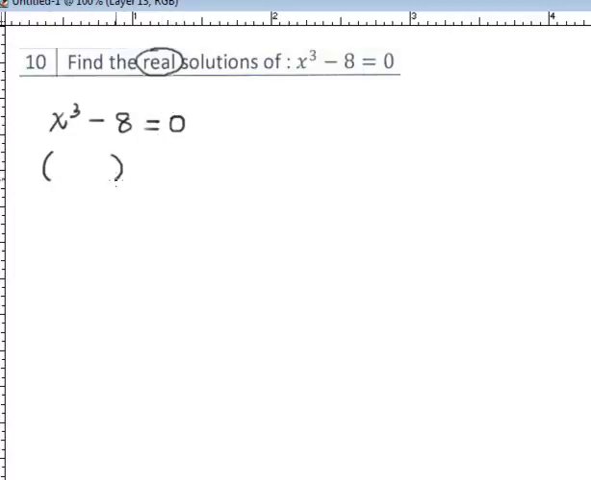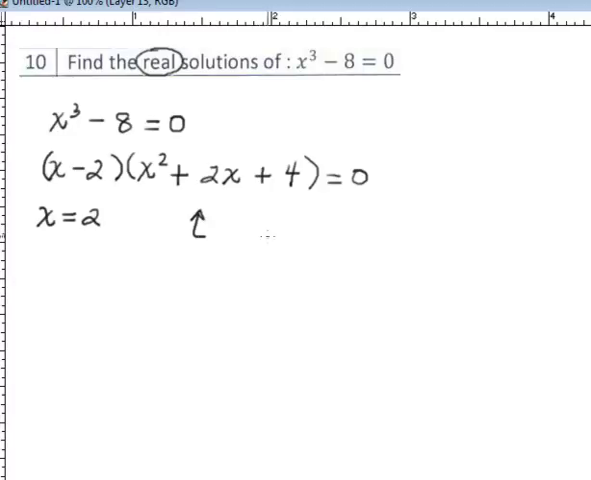All right, so that would be, let's see. This is x cubed minus 2 cubed. So here we have x minus 2. And here we put x squared plus 2x plus 2 squared, that's plus 4. All right, so this factor yields x equal to 2. And this one is a quadratic.